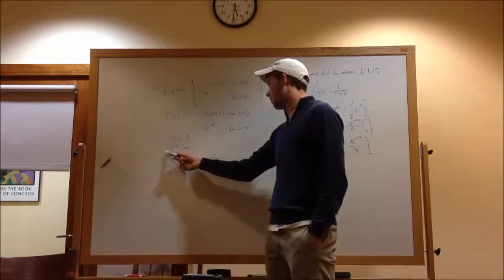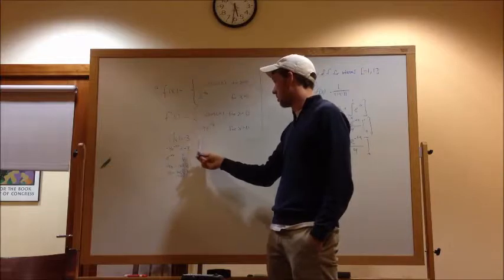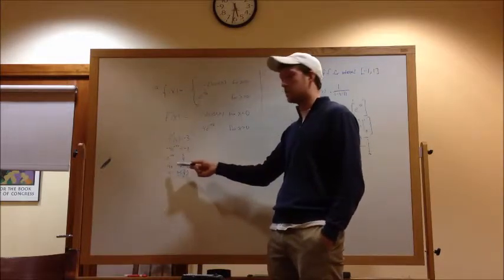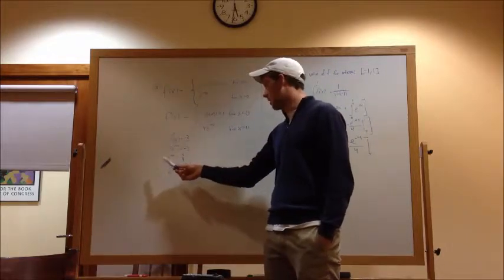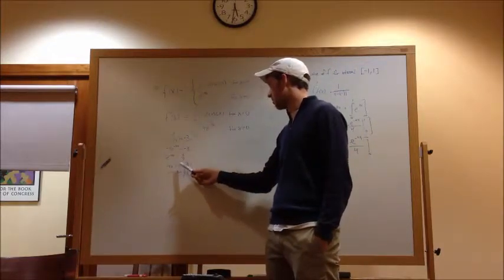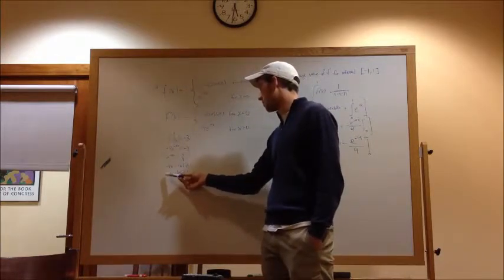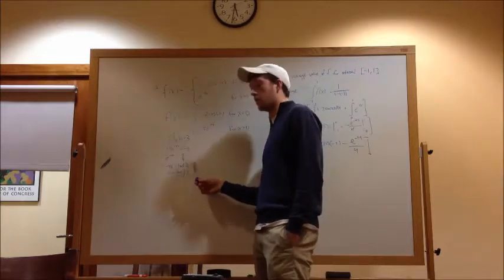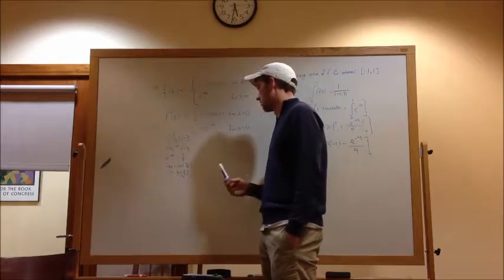You put -4 e to the minus 4x, set that equal to -3. You divide both sides by -4, you get e to the minus 4x equals 3/4. Take the natural log of both sides, and you get -4x equals natural log of 3/4, and then divide both sides by -4 and get x equals natural log of 3/4 over -4. So that's the answer for the first part.